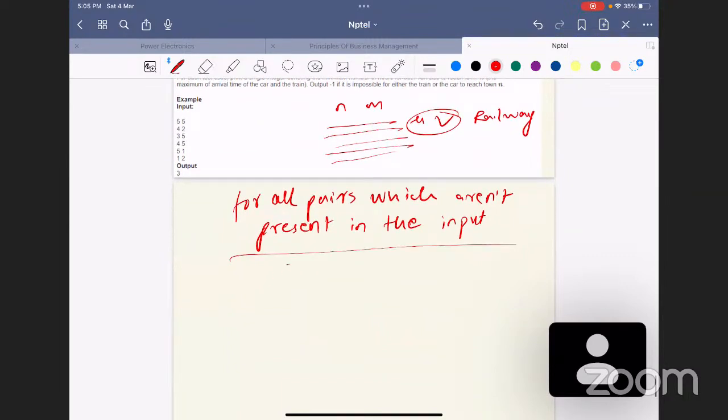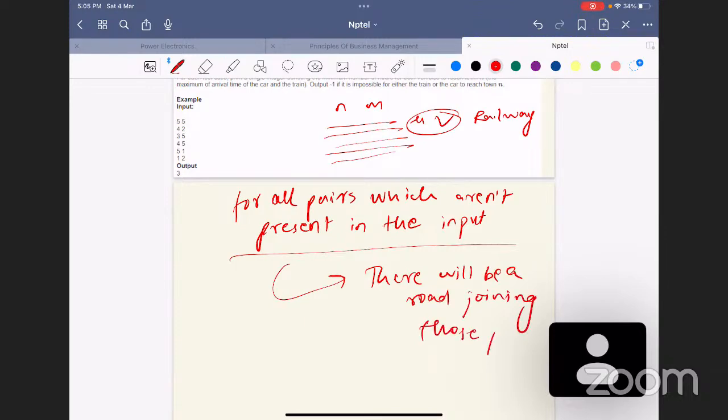Okay, so for those pairs, there will be a road. There will be a road joining those pairs. So this is one thing you need to understand.